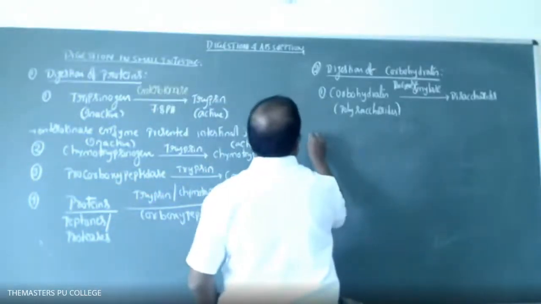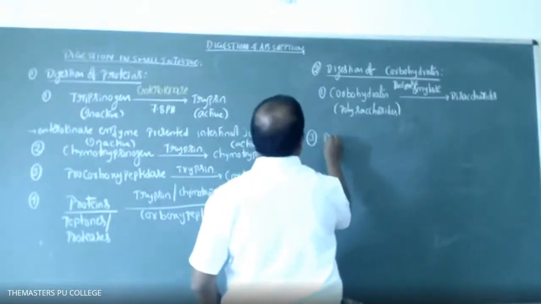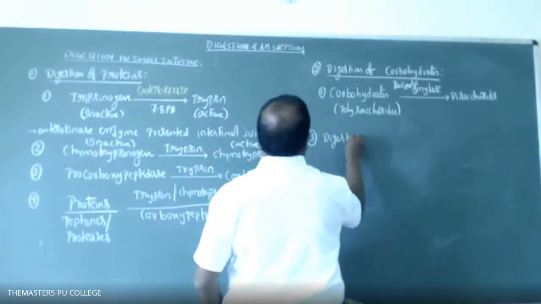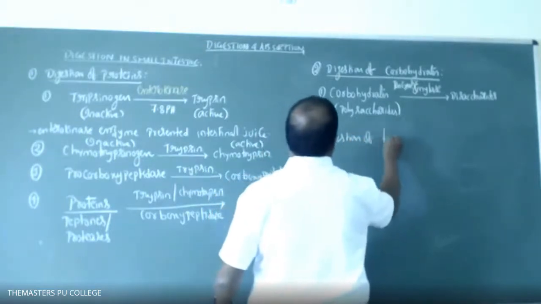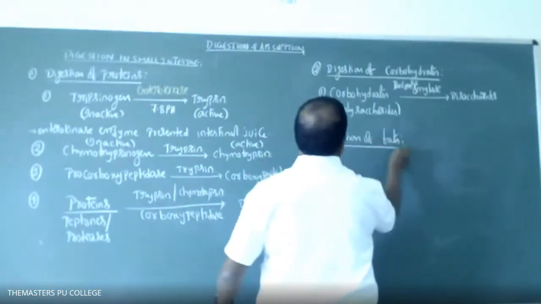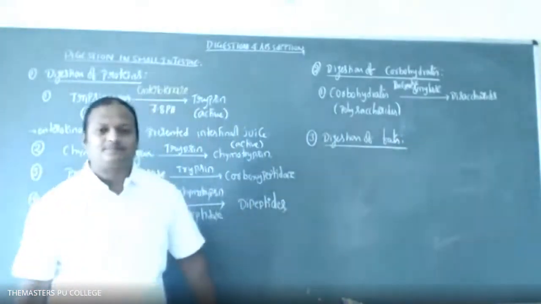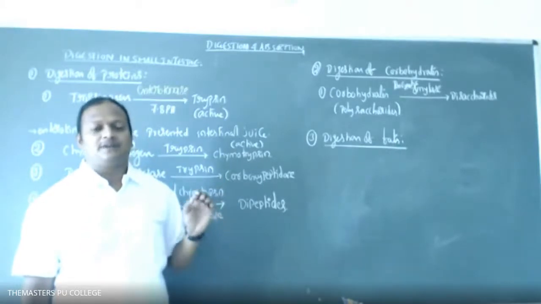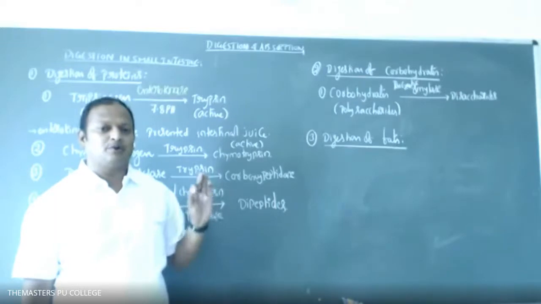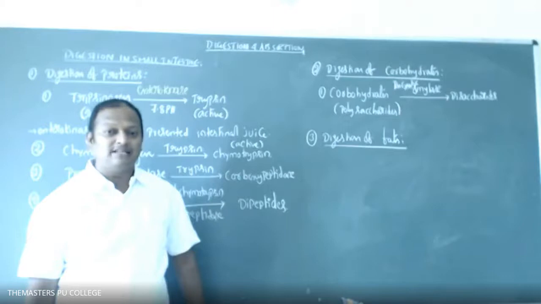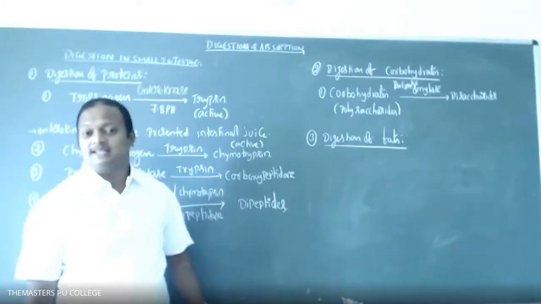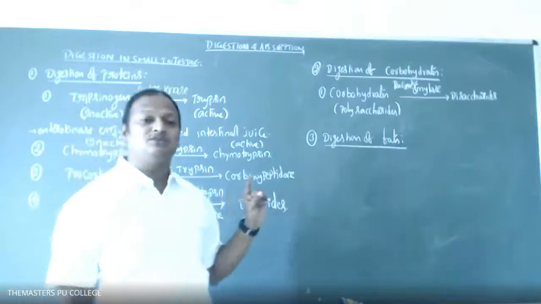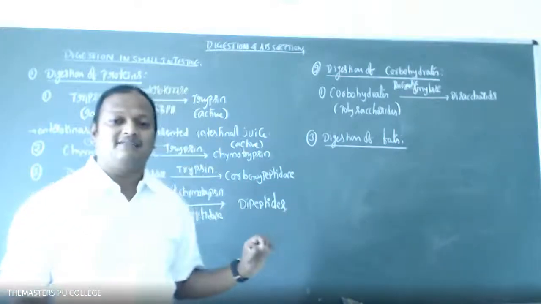Next one. Digestion of fats or lipids. Before fat digestion, the fats undergo the process of emulsification by the help of bile juice secreted from the liver. So what is the function of bile juice? Already we discussed. Bile juice participates in the process of emulsification of fats.